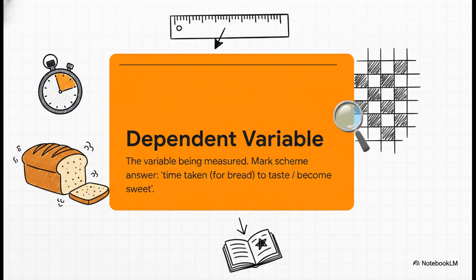The mark scheme is super clear. It says to ignore time unqualified. The only way to get the mark is to say time taken for the bread to taste sweet. See how specific that is?